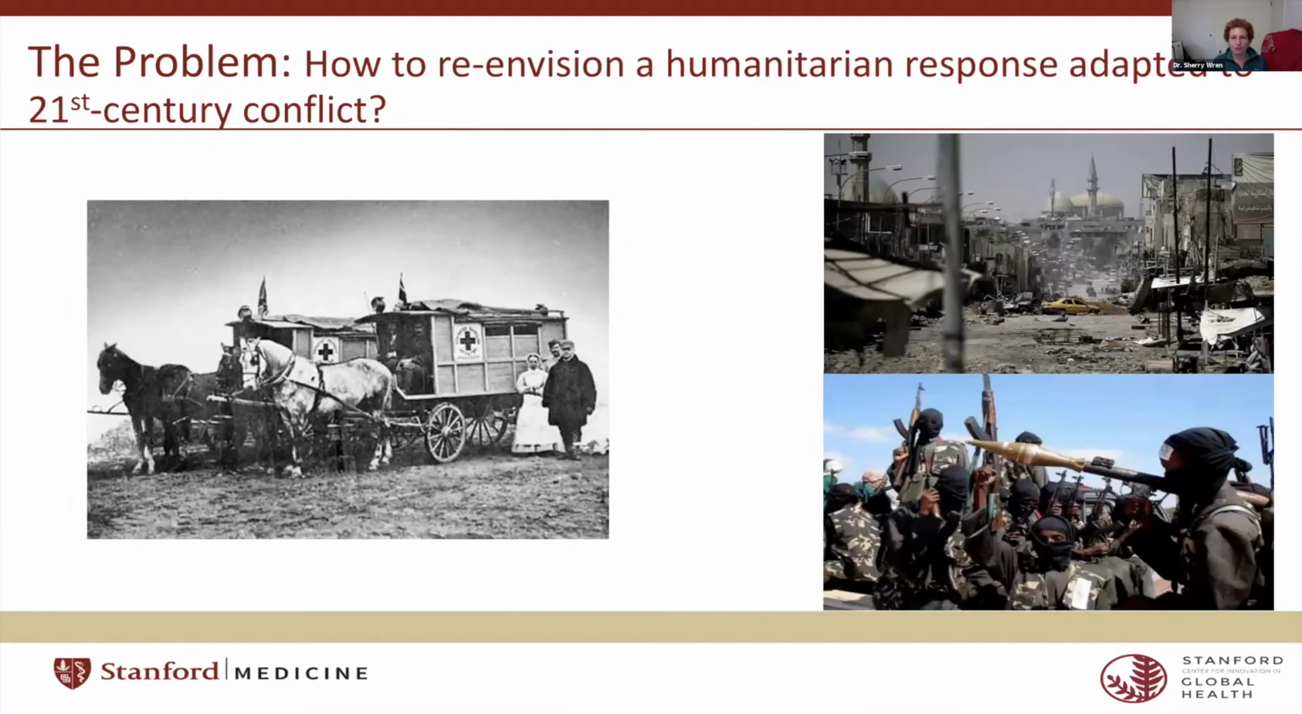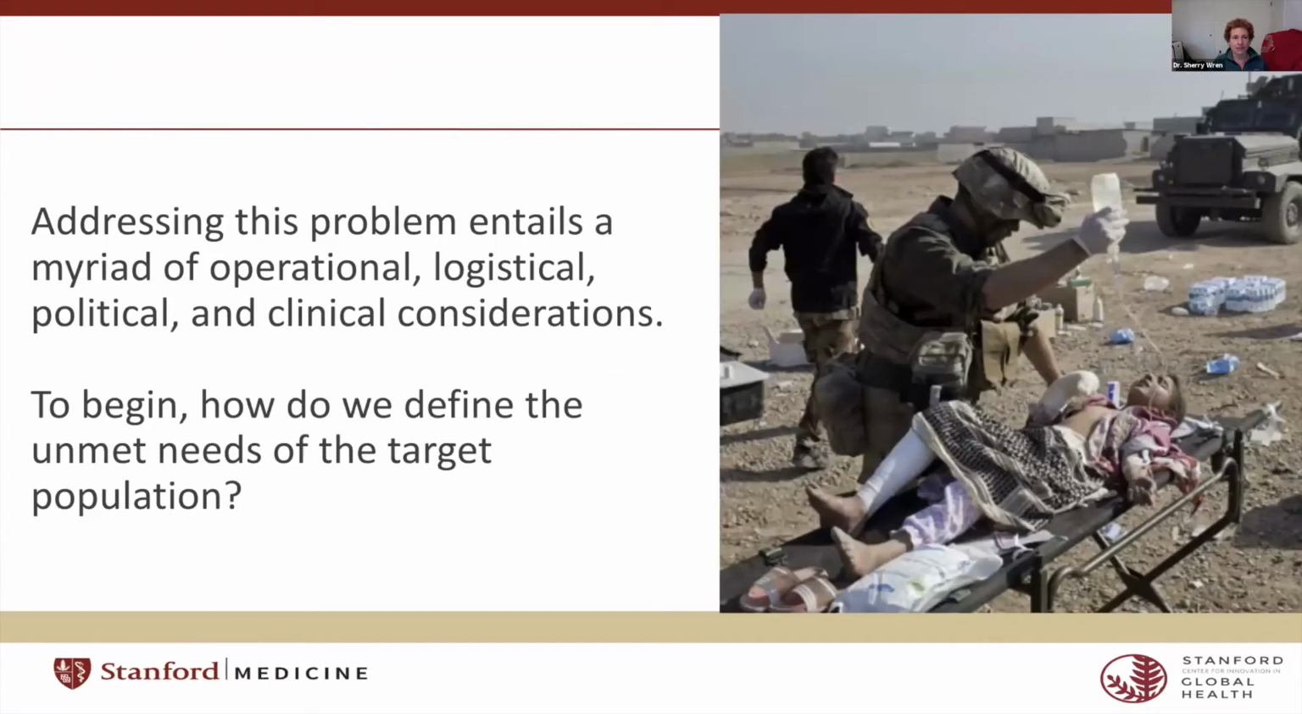So how do we re-envision a response where we think about Vietnam or World War II, where it's two countries at war with a population in between, to now war is basically in your city and in your hometown? So this is a logistical problem. There's all sorts of things, but first of all, nobody actually really understands what the population needs are.